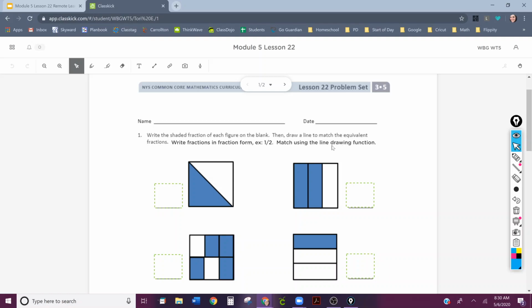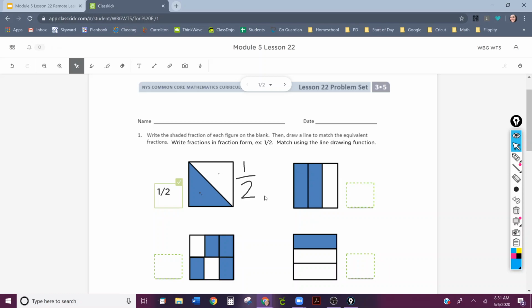Match using the line drawing function. So let's take this one step at a time. Our first step is to write the fraction shaded on each figure in the blank. So let's look at this fraction here. There are two pieces altogether. So, one piece is shaded out of two pieces. The fraction is 1/2. In here, I'm going to write 1 out of 2 or 1/2. And I get a check mark that tells me I did it correctly.